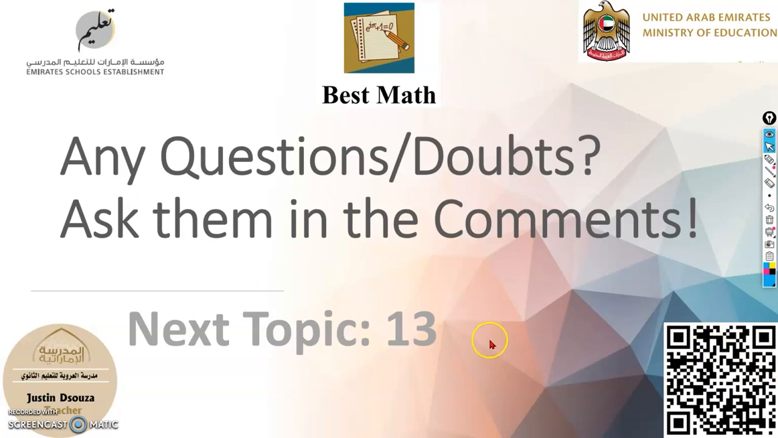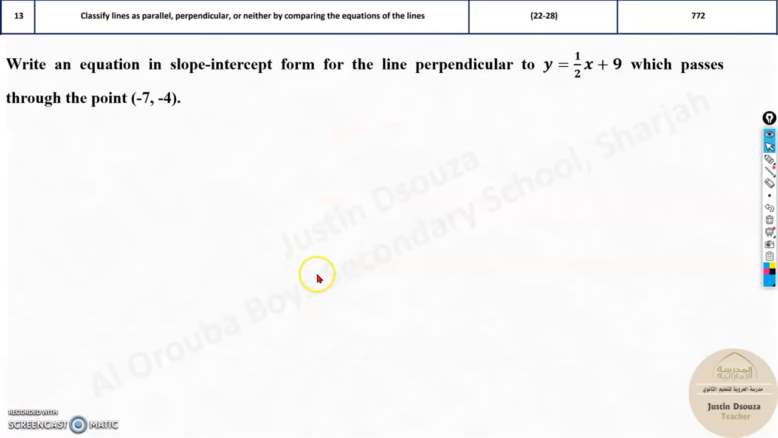Moving on to the 13th topic. It's a bit lengthy one. Let's see this. We have to classify lines as parallel or perpendicular. In fact, we're not classifying, we are just finding equations, or we have to graph them. So over here, this type of questions will be asked in 22 to 28. Write an equation in slope-intercept form for the line perpendicular to y equals half x plus 9, which passes through the point (-7, -4).